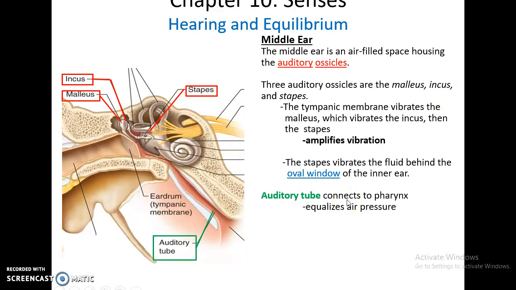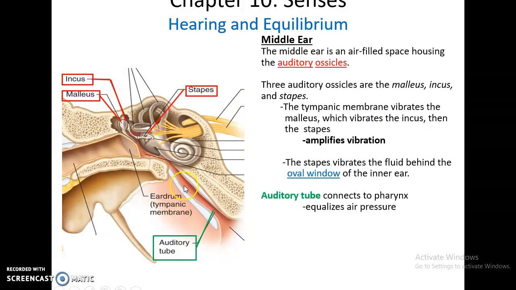Here we find the auditory ossicles. These are 3 bones: the malleus that contacts the tympanic membrane, the incus, and then the stapes that fits into the oval window leading to the inner ear. As the tympanic membrane vibrates, it causes the malleus to vibrate, which causes the incus to vibrate, which causes the stapes to vibrate, which causes the transmission of the vibration to the inner ear.